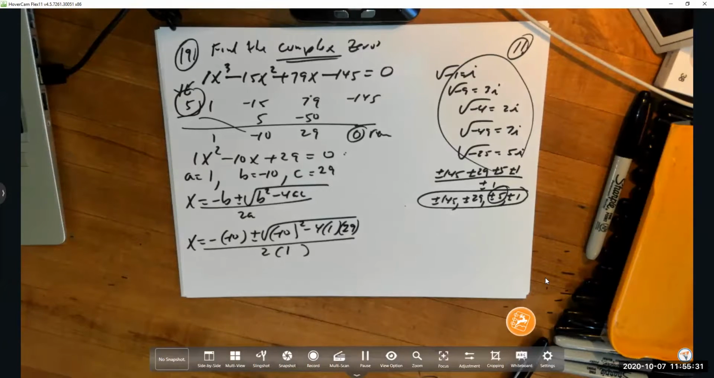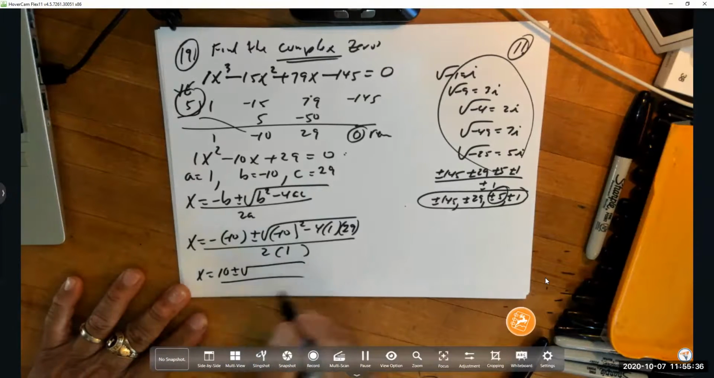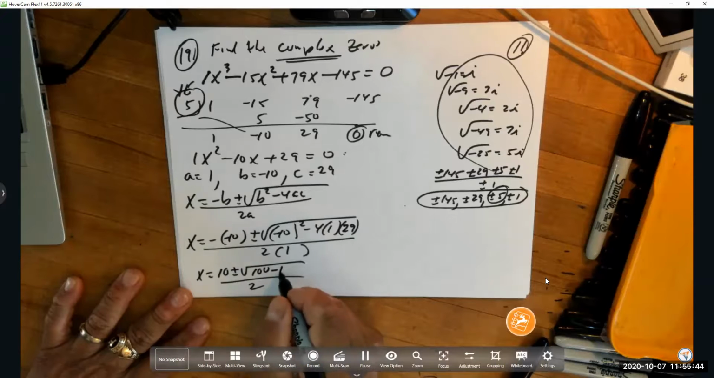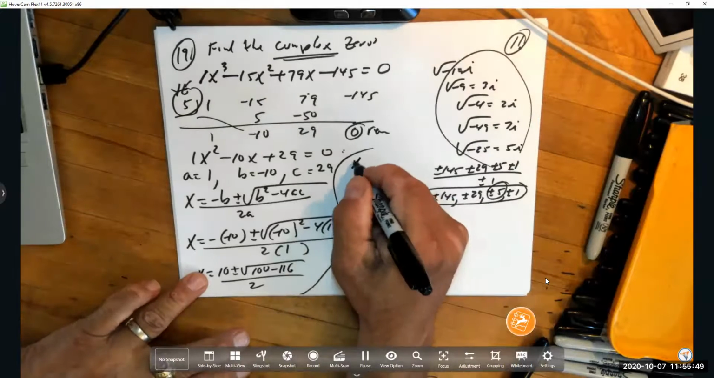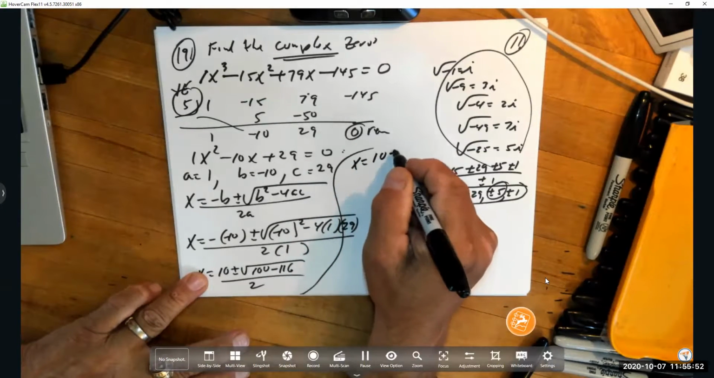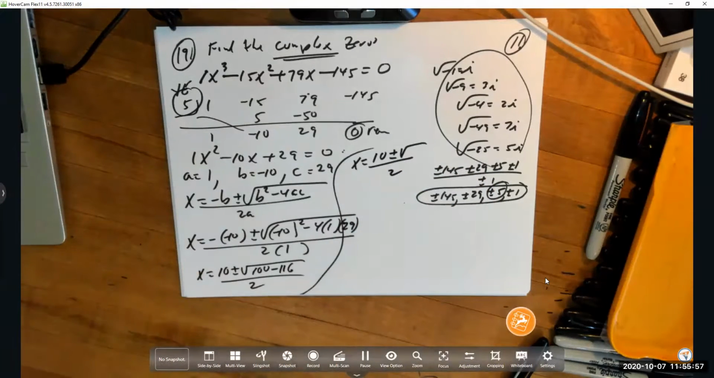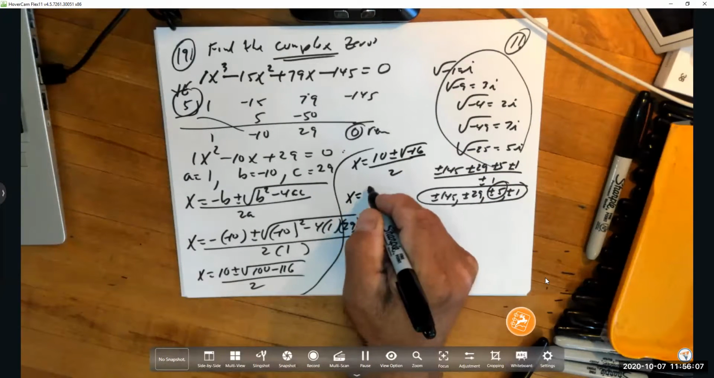Okay. Everybody okay with the numbers in there? Okay. So this is going to be 10 plus or minus, I know it's 100. What about the other number? What's 4 times 1 times 29? 116. Like that. All right. So now I have 10 plus or minus, and what's inside the square root symbol? What's 100 minus 116? Negative 16. And what's the square root of a negative number? It's i. Yep.